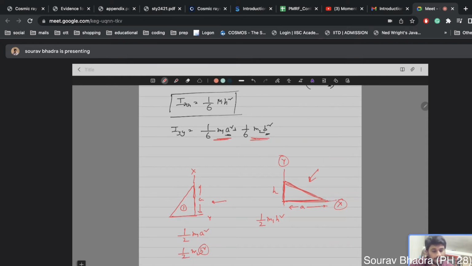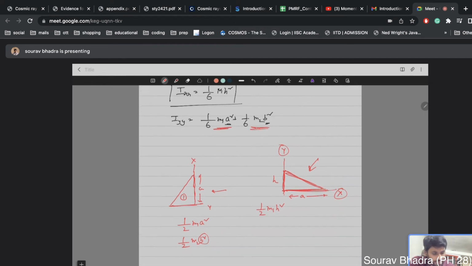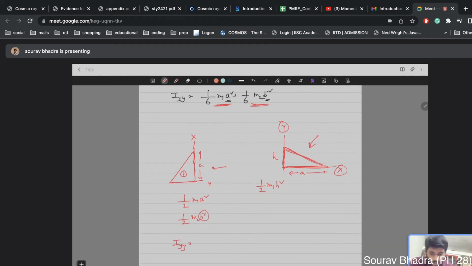Now if you write it in terms of the total mass, then you will get, I ask you to calculate it, just 1/6 M (a square minus ab plus b square). Okay, just put m1 equals half h sigma and m2 equals half b h sigma and then calculate it. So you will get this result. You will not find any difficulty in deriving it. So this is the result.